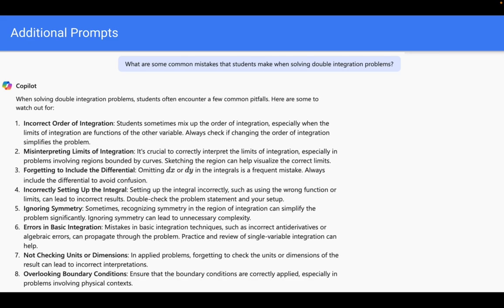3, forgetting to include the differential. 4, incorrectly setting up the integral. 5, ignoring symmetry. 6, errors in basic integration. 7, not checking units or dimensions. And 8, overlooking boundary conditions. So those are types of common pitfalls that you may want to consider. And if you're working through a problem, you can go back and look through and make sure that you did not accidentally forget to include something or misinterpret something.